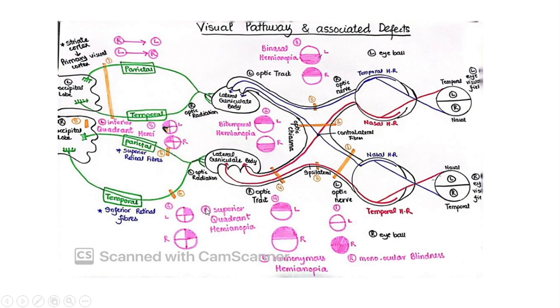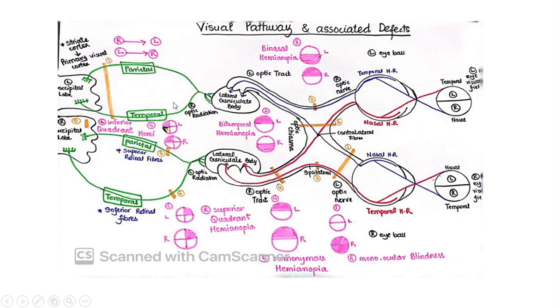Again there is a mistake, I think I was very tired, that's why I have made these mistakes. Here I have written right superior quadrant hemianopia. No, this is wrong. It is left superior quadrant hemianopia. Please make the correction in your notes. This is left superior quadrant hemianopia because the lesion is on the right side.